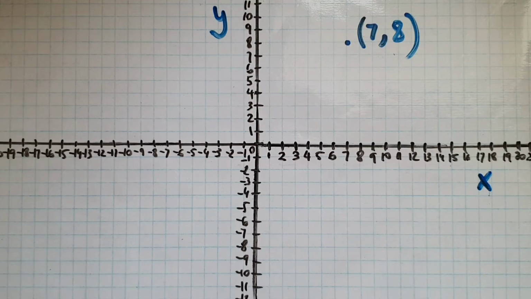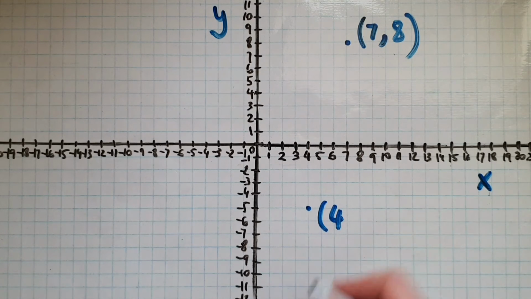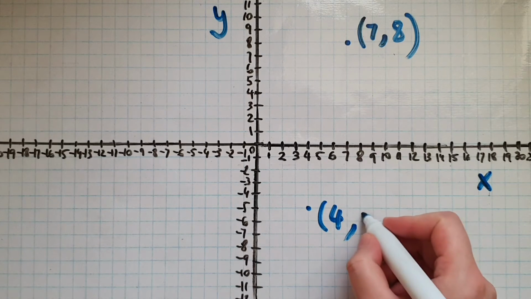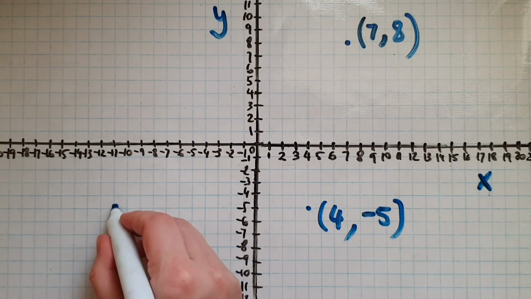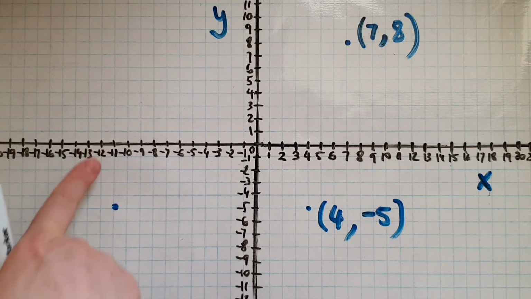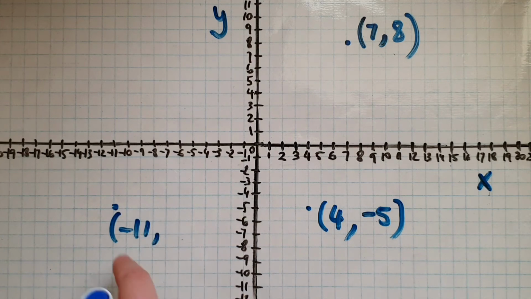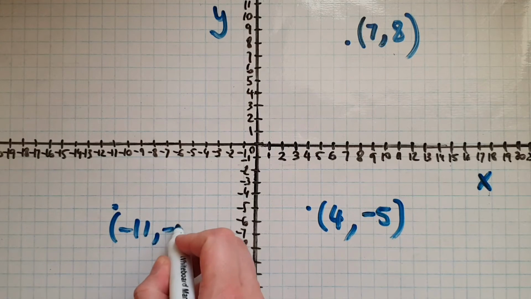and that is 8. Let's look at another one. This one here. X is 4, the x coordinate, and the y coordinate for the point is -5. A point here, looking at the x-axis, that is -11, and in terms of the y-axis, that is -5.